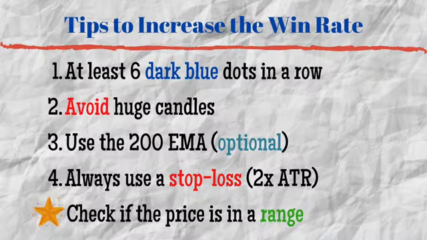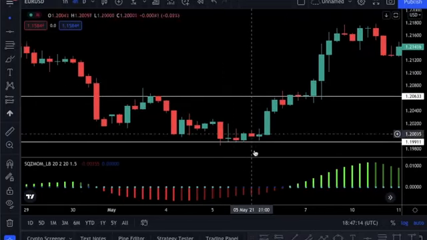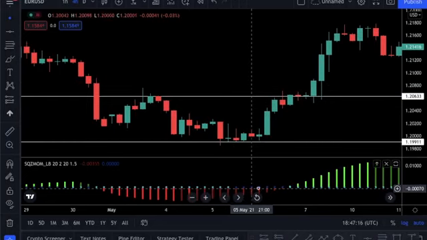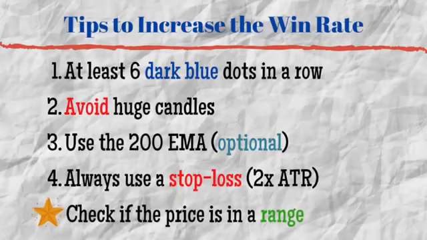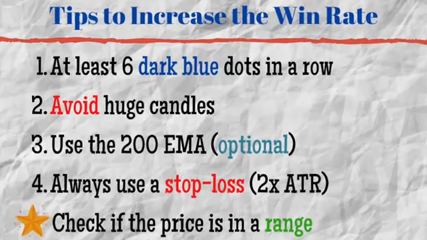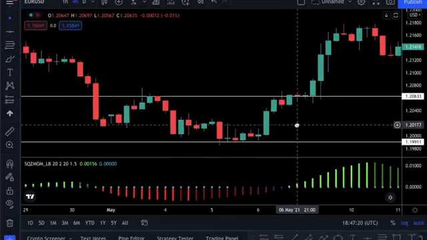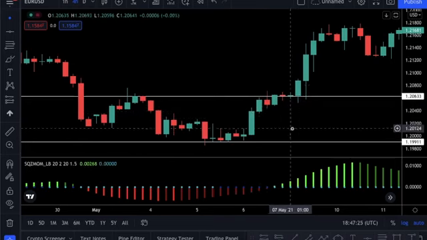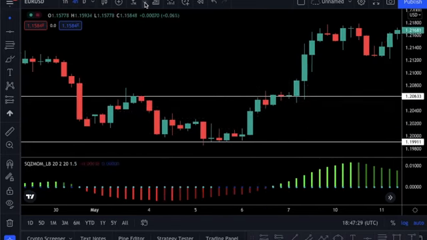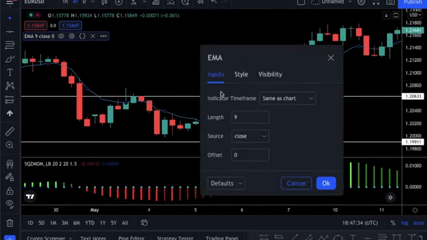You can see that there are more than 6 dark blue circles in a row. So you know that the volatility is low now, and we will wait for a light blue circle to open our position. Then we will check for huge price changes that occurred in the last candles. Since none of the candles are relatively huge compared to others, we are good to go. And then we will check the moving average to have an idea about the trend.